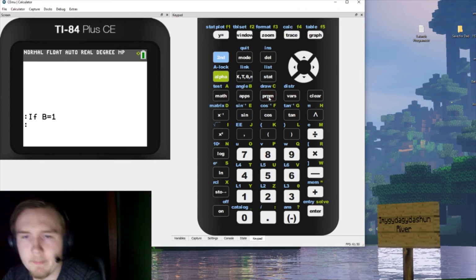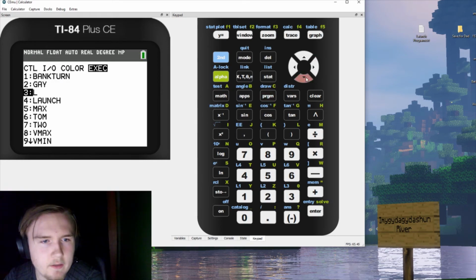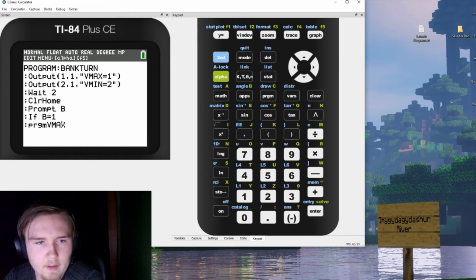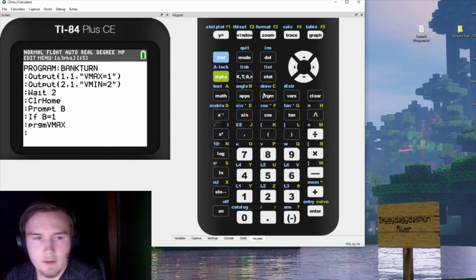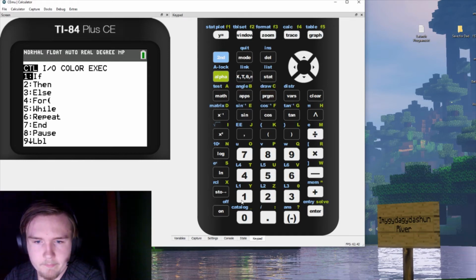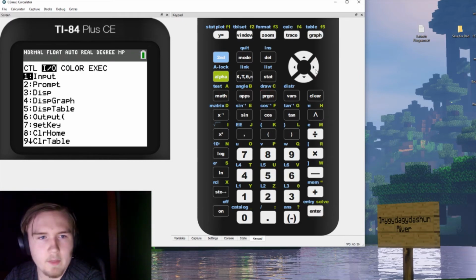If B equals 1, program, and go over to execute, and then find your Vmax, and click it. Bam. So if B equals 1, it'll execute the program Vmax, and it'll do Vmax. And if B equals 2, let's execute Vmin.